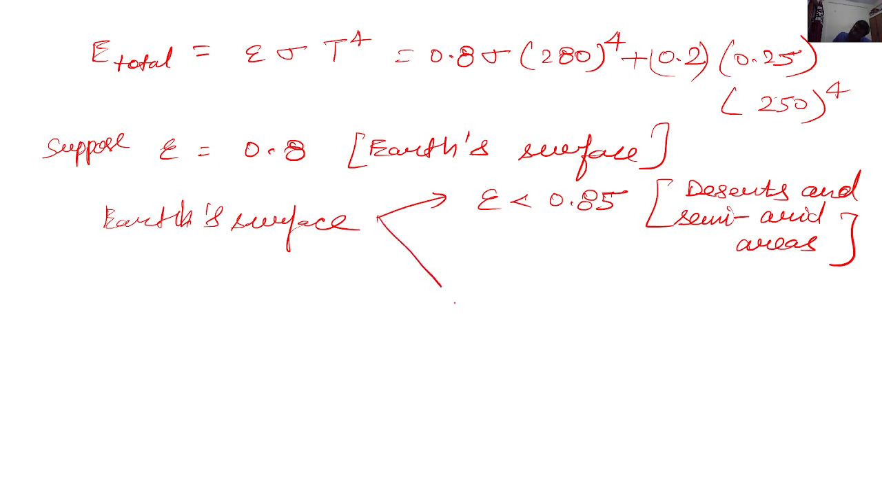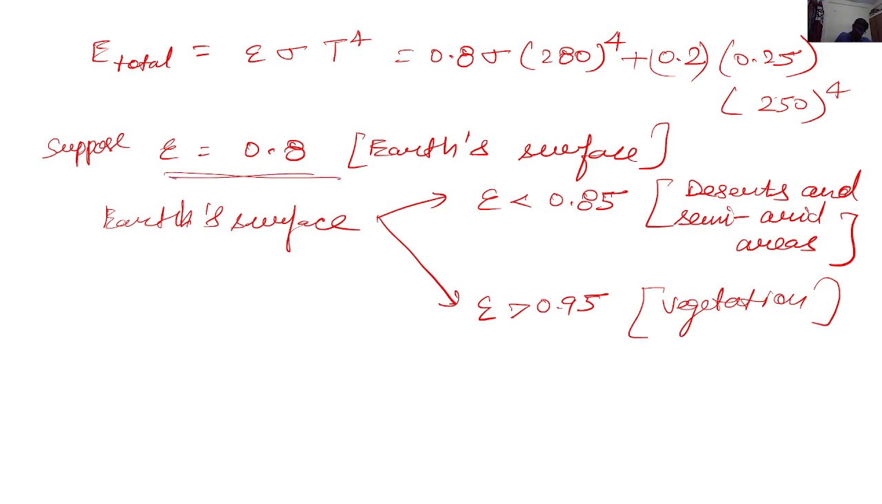Okay, and epsilon is in general in excess of 0.95. It's almost equal to 1, by the way, for vegetation. So we are assuming an epsilon of 0.8. We are assuming that it's a dry area, the surface. Okay, so we are assuming epsilon equal to 0.8.